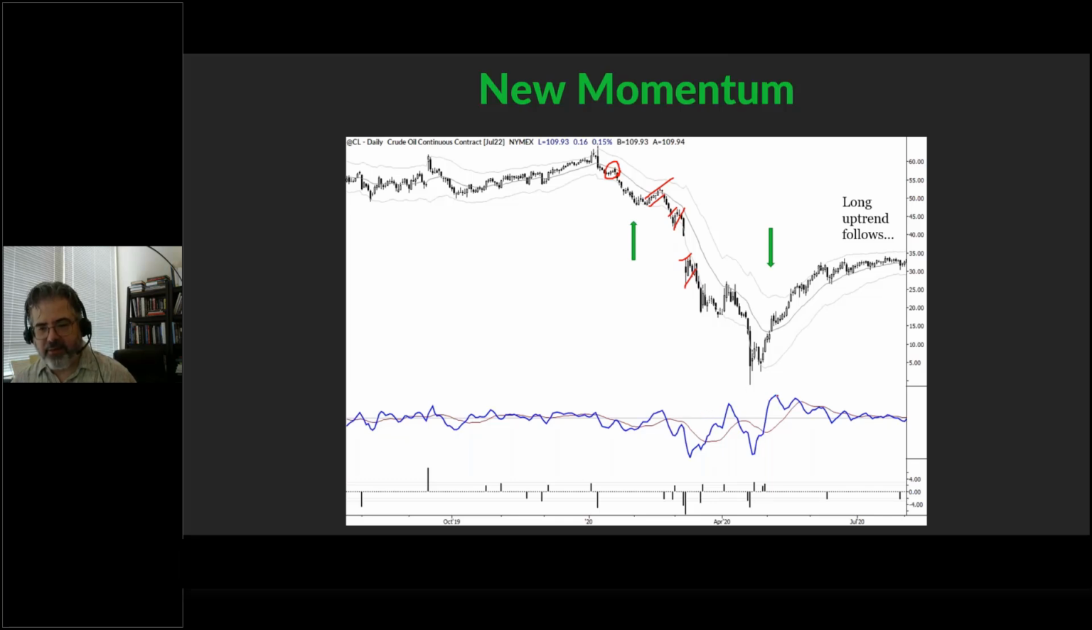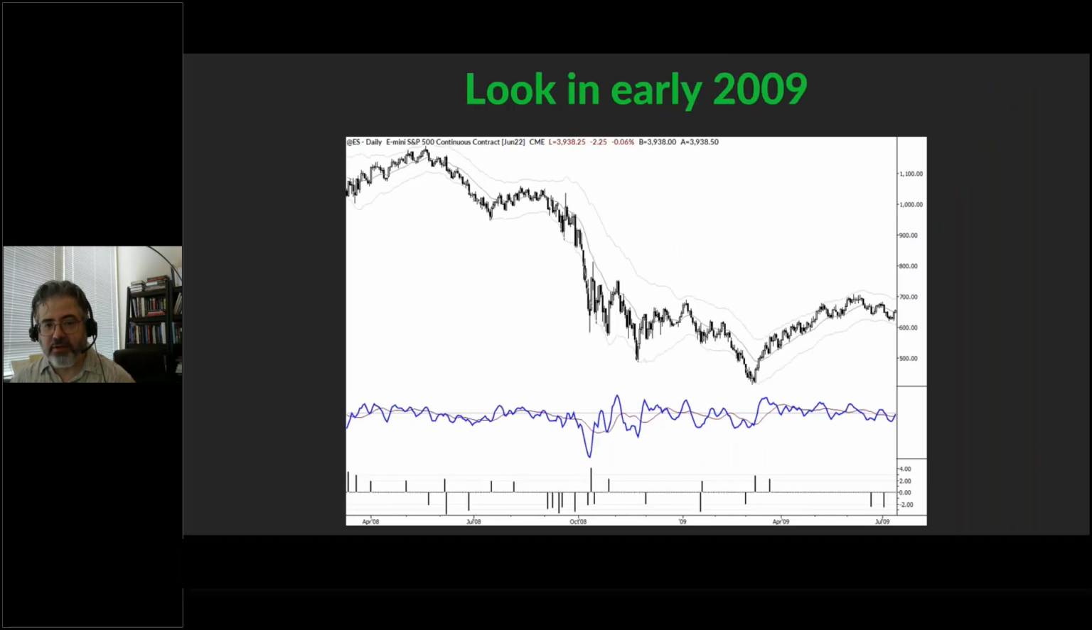And then look what happens here. New highs on the MACD here, and eventually we get up to the upper Keltner channels, and this is crude oil. Now this is back adjusted, but we're well above $100 today, so this is crude oil in the middle of 2020, and pretty much the outcome after that looked something like that. So new momentum is a sign of a new trend.